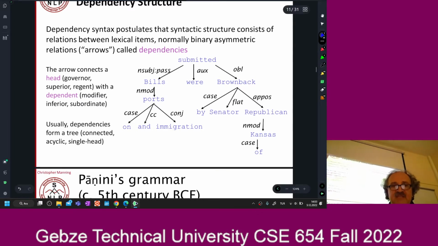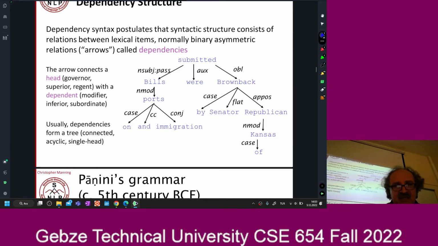And usually dependencies form a tree. What does usually mean? In some cases, there might be more than one head. For example, it is not this case, but you could have this. So this is not a tree anymore, it's a graph, right? There is more than one way of going from one node to another. These are rare cases and I am not going to show you any of them, but it could happen. So we are going to assume that these dependencies form a tree: connected, acyclic, single head.